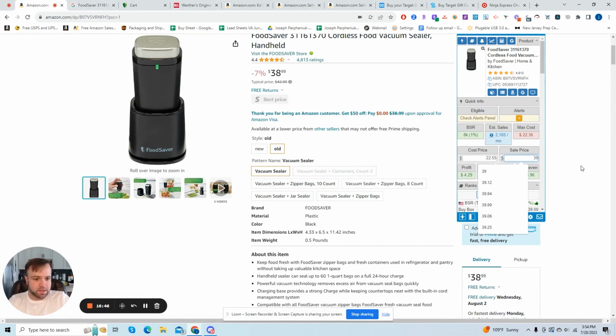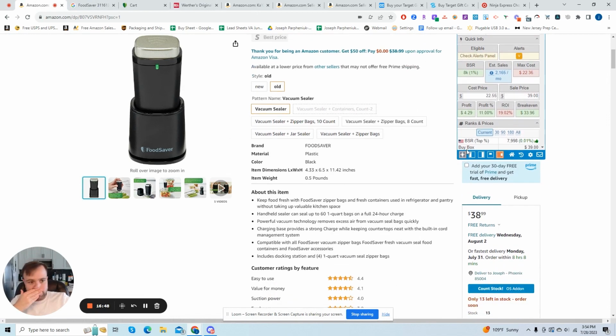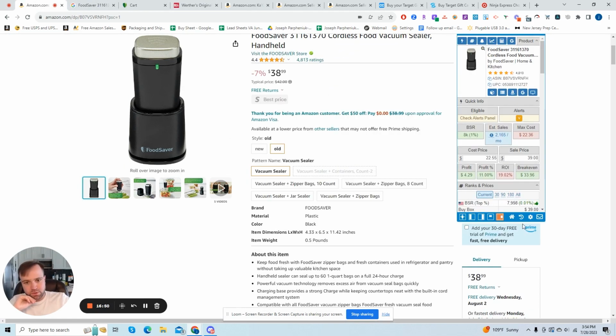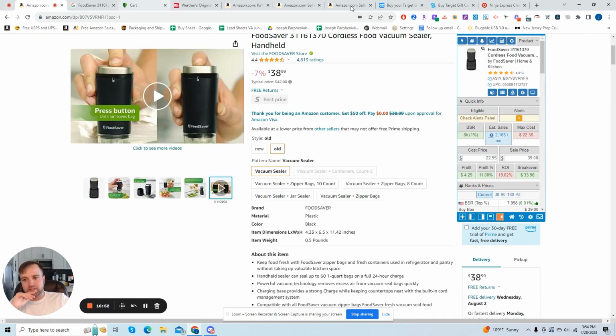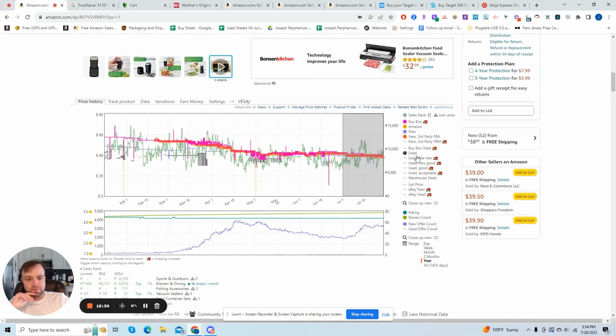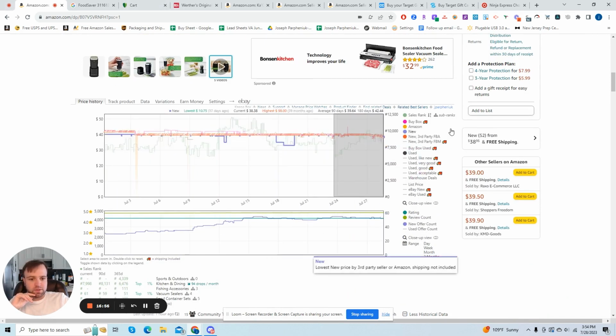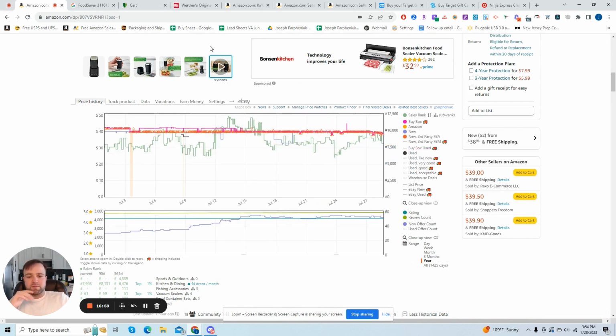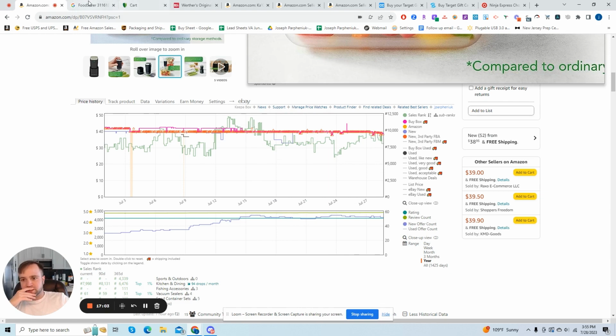Was it like 39? At 39 right now, it's still 11% margin. So it's not too bad. I would definitely just pay attention to that price dropping. If it drops any more, it could be a little bit of a concern, but it could very well recover. So definitely not a bad buy at all. So yeah, there's another find.